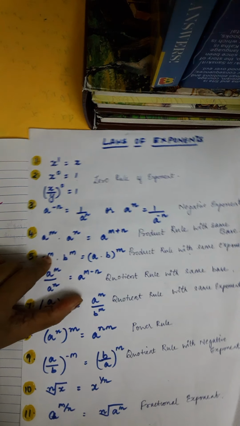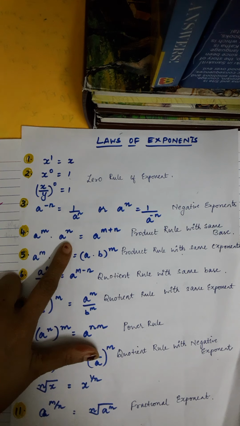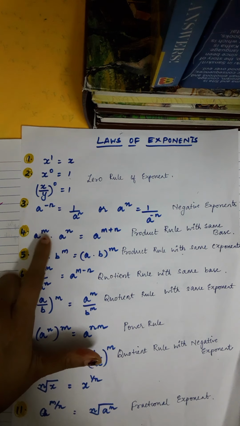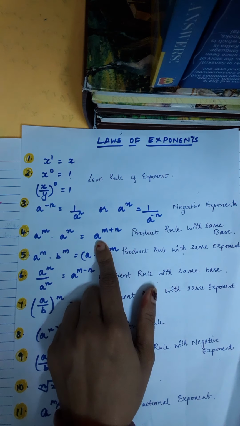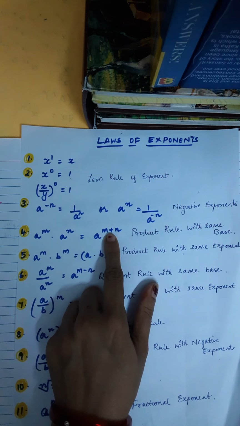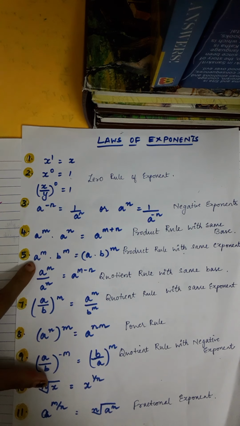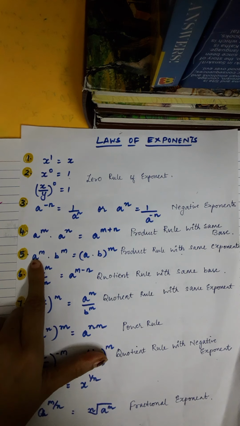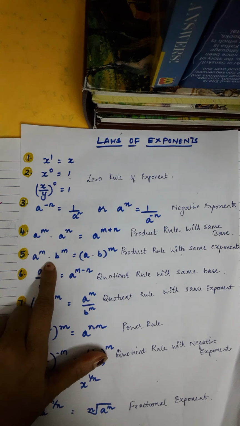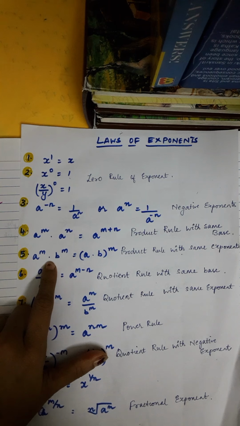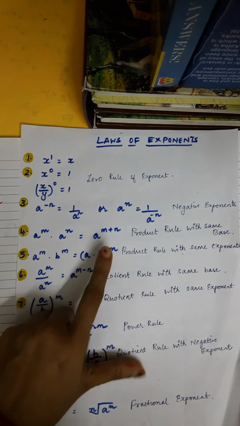Next comes the product rule with the same base. If I've got the same base, that is a and a, and I've got different exponents, I can just keep my base and add my powers. Next, the product rule with the same exponent, if you've got different bases. For example, a to the power m into b to the power m, where the dot implies multiplication. You multiply the bases and carry the same power.